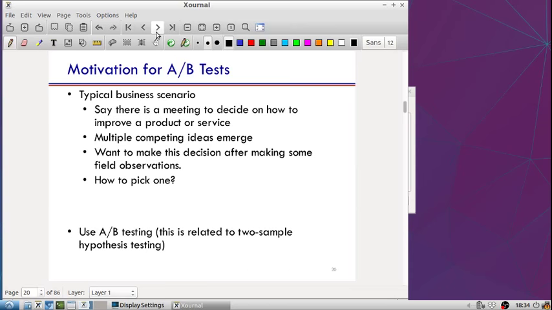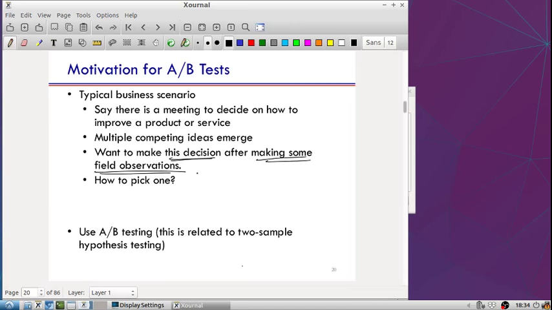How many of you have never heard of A/B testing? Okay. Heard of the term, but you don't know what exactly it entails. So hypothesis testing, so today let's see what the context is. A typical business scenario: the company is making a product, there's a meeting to decide on how to improve the product, or maybe there's a service. And there are multiple competing ideas, different managers have different ideas of how the service or product can be improved. And you want to make this decision after making some field observations.